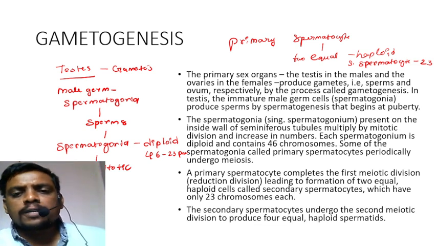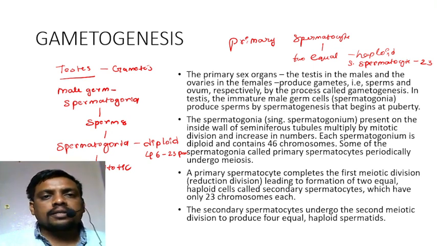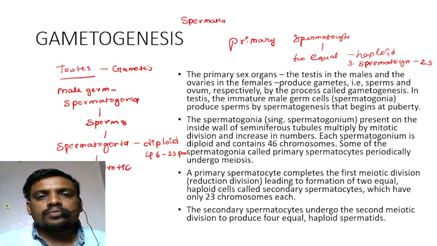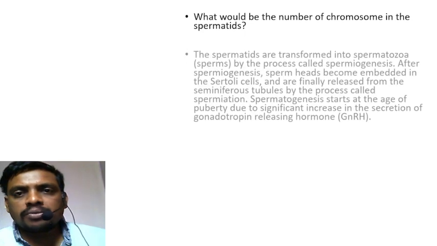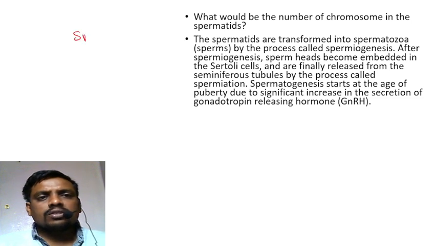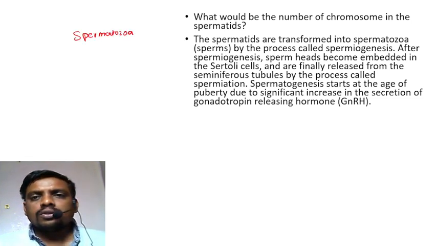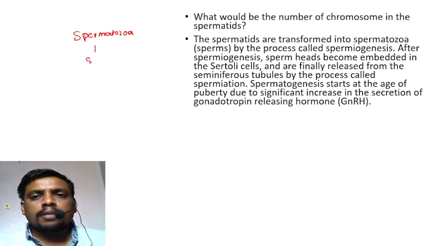The secondary spermatocytes undergo the second meiotic division and produce equal haploid spermatids. Now, spermatids are transformed into spermatozoa by the process called spermiogenesis. What is that called?